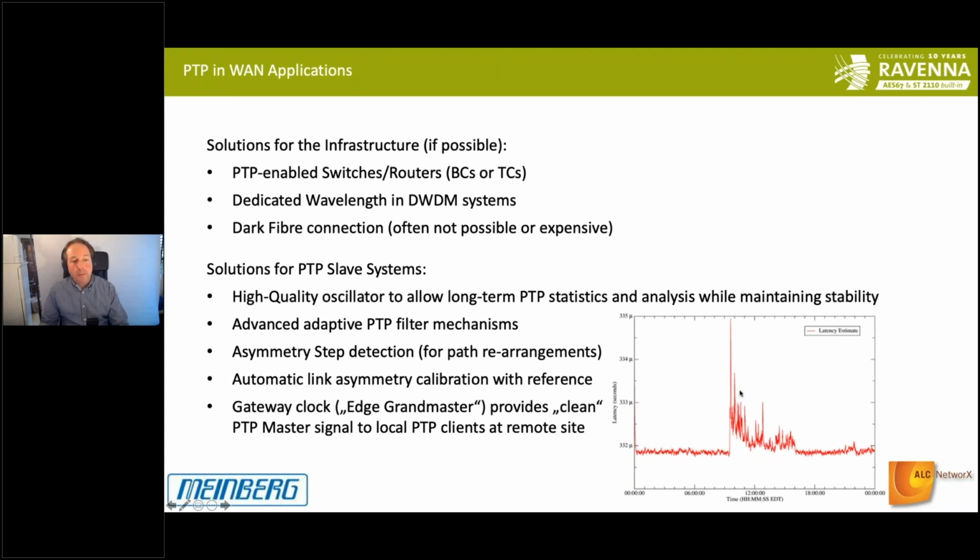Then you would need some asymmetry step detection mechanism because of the challenge that I described in the slide earlier. When you have path rearrangements, then you can have offset steps which might destroy your local PTP stability. And if you want a clear reference to the real time, to the UTC time, you need link asymmetry calibration to start with the right value. If you are at the remote site, you can lock to a reference like GPS, for example, before you end up with just using PTP further on.